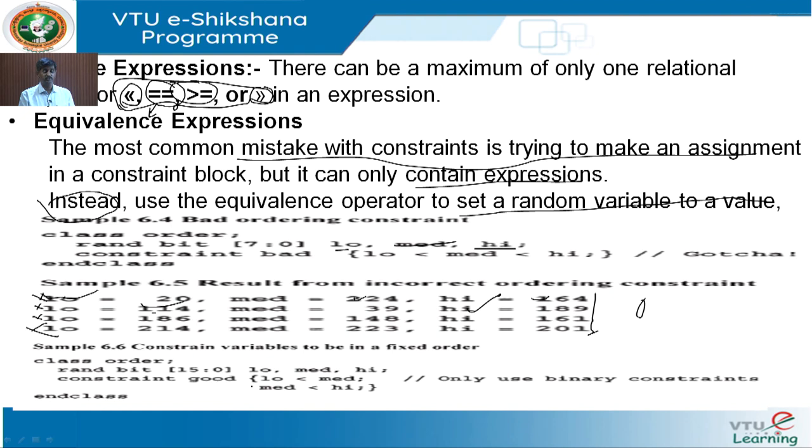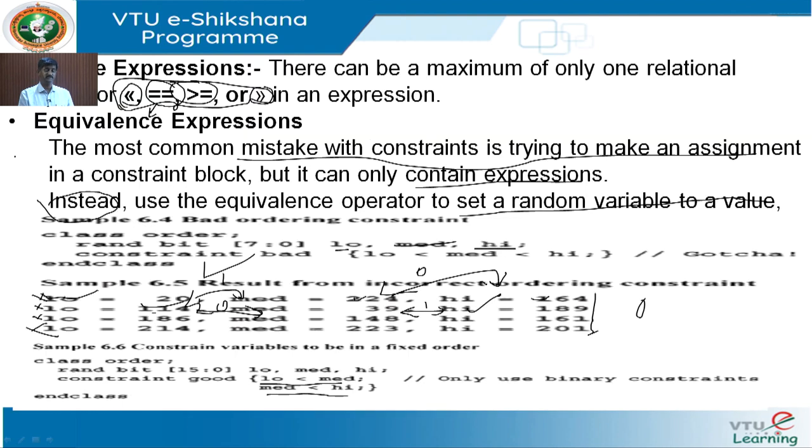Let us look at this. I am putting two constraints. Low is less than medium. Use only binary constraints to do this. Medium is less than high. So then how many are matching? I will check only between these two and say pass or fail. Here it is passed, here it is failed. Here it is passed, here it is failed, right? Similarly, it goes on like this.